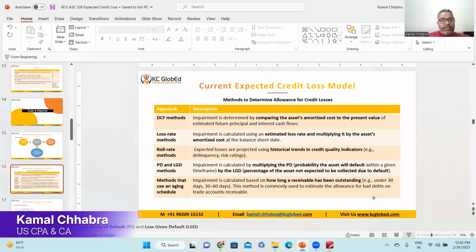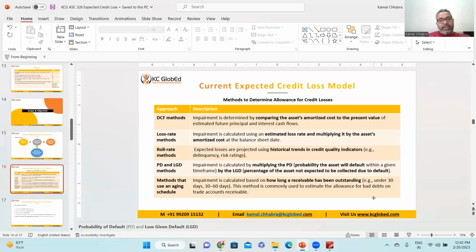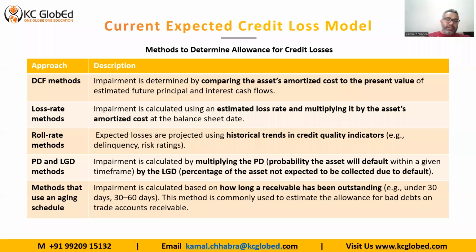Next is PD and LGD. PD is basically probability of default, and LGD is loss given default. That's the full form of PD and LGD. So impairment is calculated by multiplying the probability that the asset will default within the given time frame by the LGD, which is the percentage of the asset not expected to be collected due to default. So this is again like a percentage method.